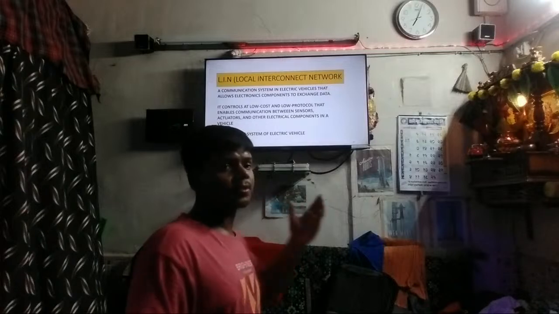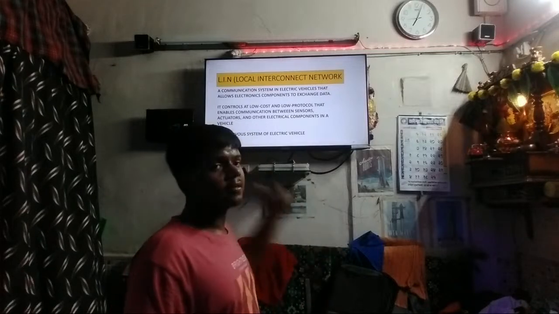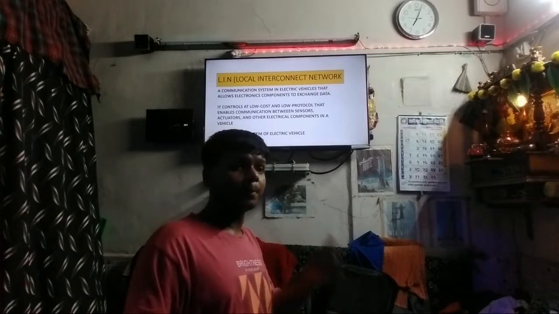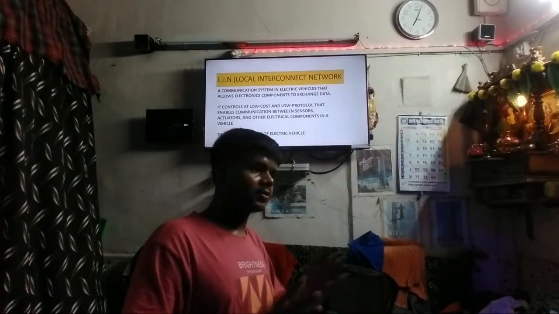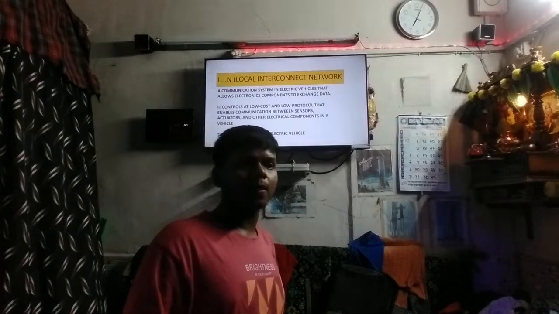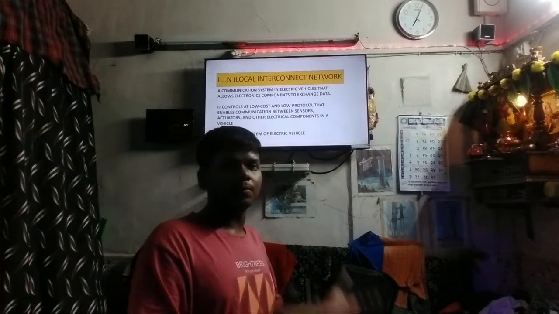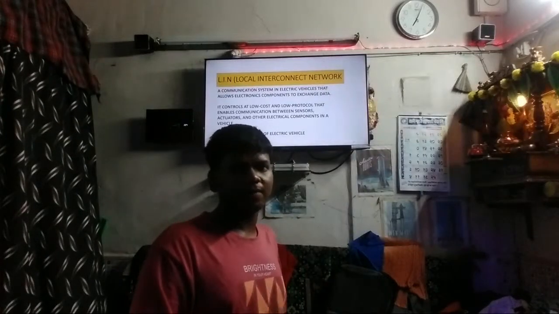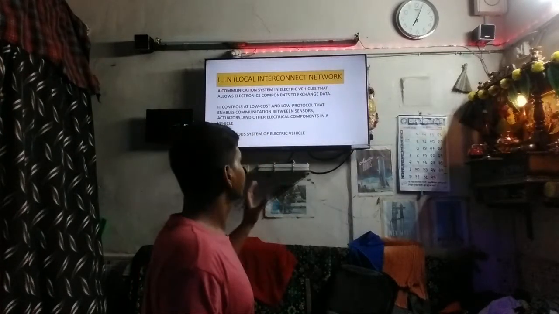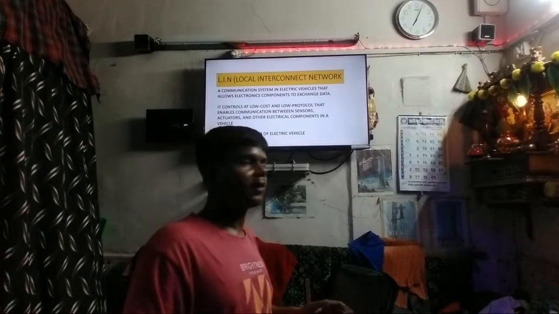So these are the sensors coupled up with the LIN to communicate with the main computer system. There is the main computer block that ensures everything works. That's called the electronic control unit. The ECU is actually used as the brain of the entire thing.